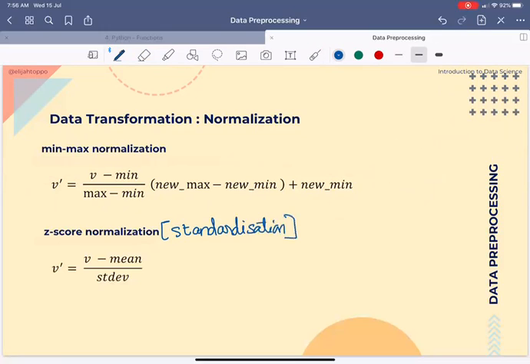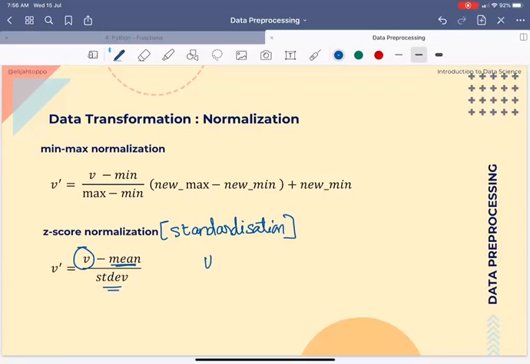In standardization, we take our data, subtract the mean value, and divide by the standard deviation. So this would be something like v minus mean. Mean is generally represented by mu, and standard deviation is represented by the sigma operator.